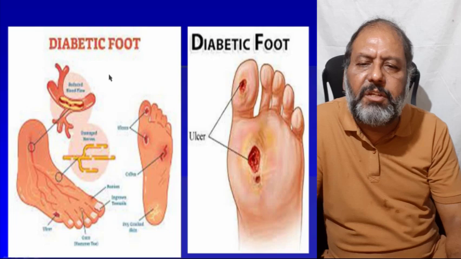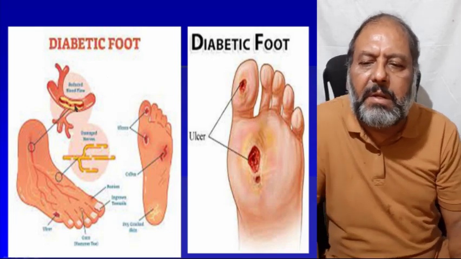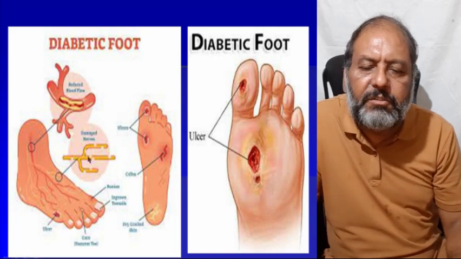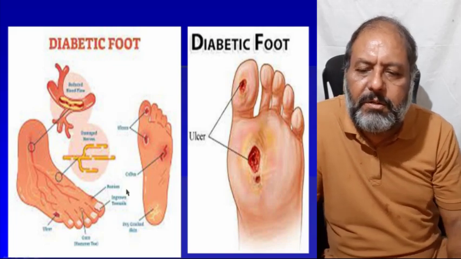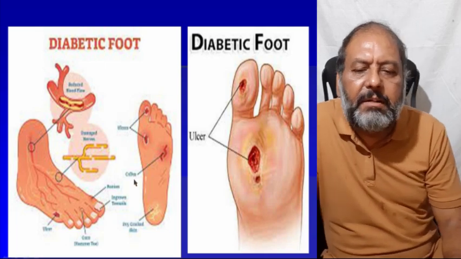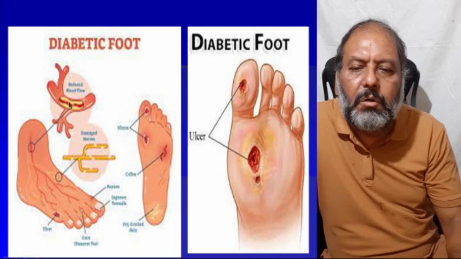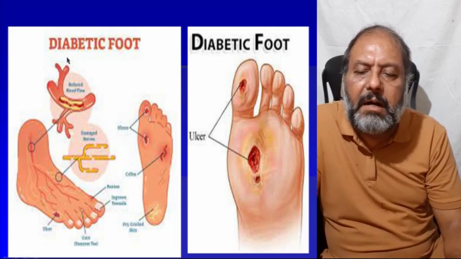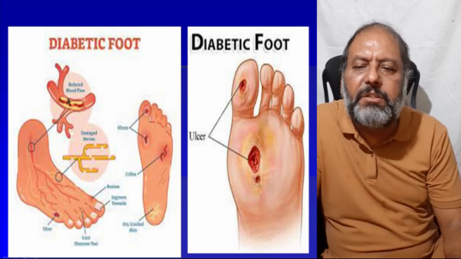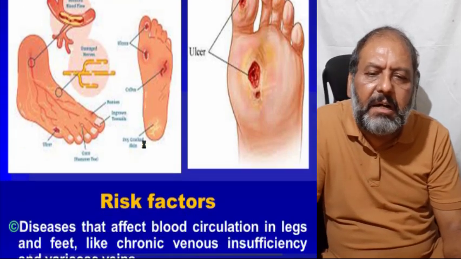Here one can see the diabetic foot, the artery, the blood supply that is impaired, and as one can see, the reduced blood supply to that area predisposes to infection and that leads to ulcer formation there. So the reason is the impaired blood supply which is responsible for causing the ulcer and the infection.